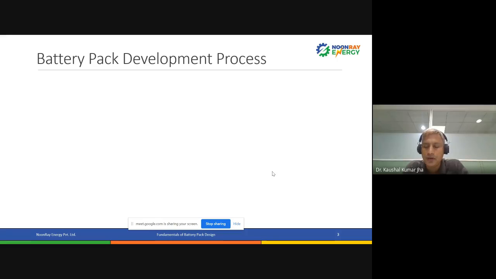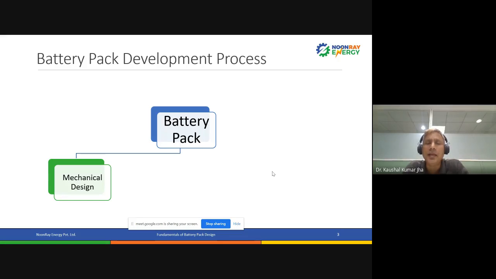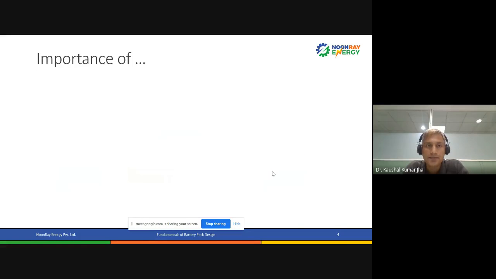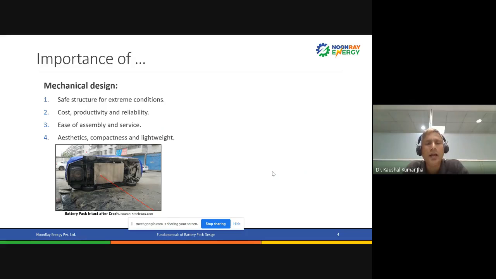Now, how do we generally go about the battery pack development process? A battery pack design can be divided into four parts. The first one is mechanical design, then thermal management, then electrical design, and then the brain of the battery, the battery management system. Now, I'll go through each in detail.